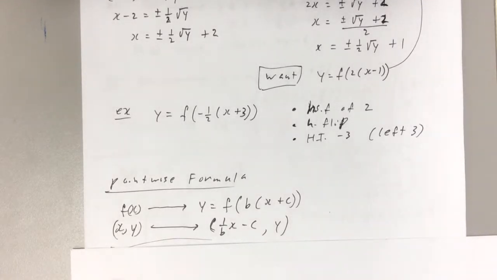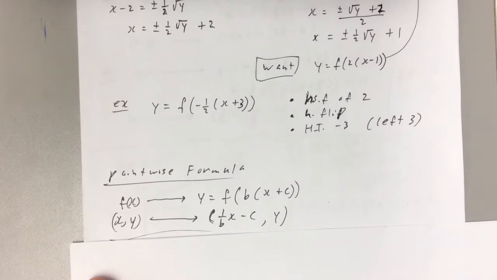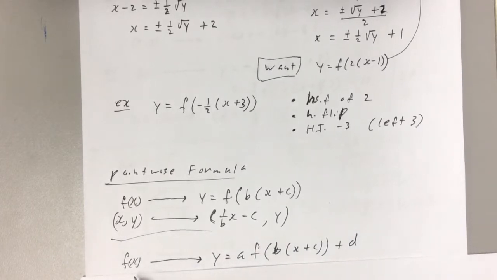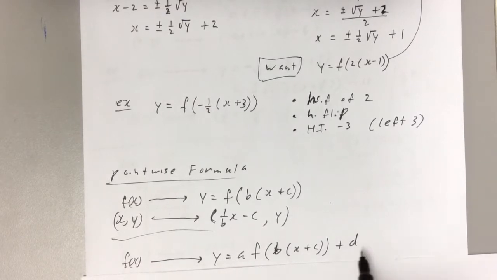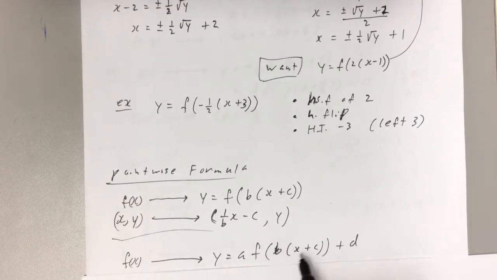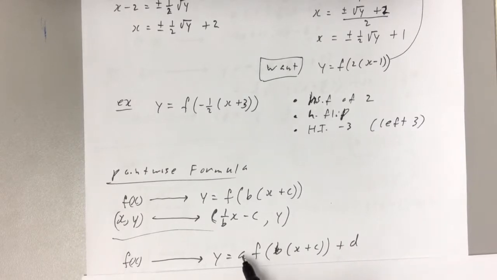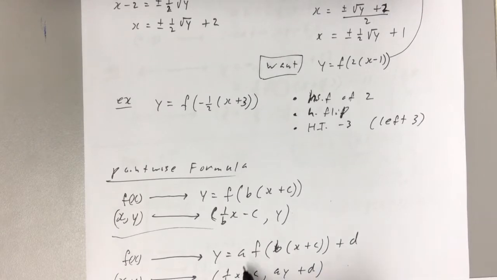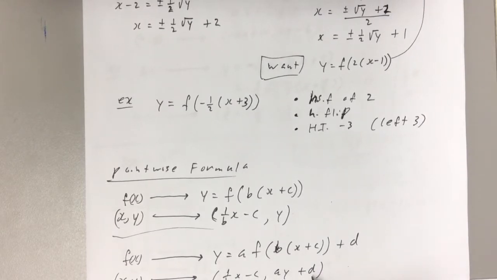And now we can put them both together, and we'd have something like this. So for f of x goes from f of x to y equals a f of bx plus c plus d, we do the vertical transformations as ay plus d, and then the horizontal ones as 1 over b minus c.